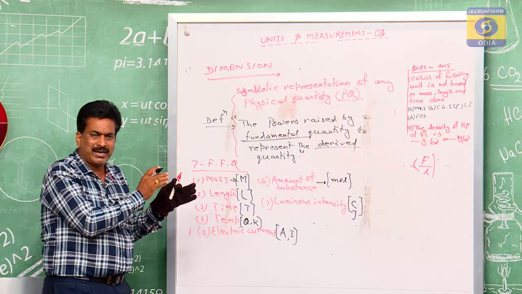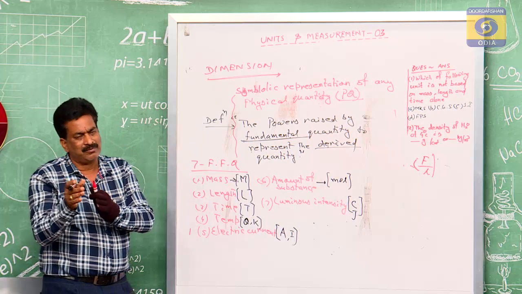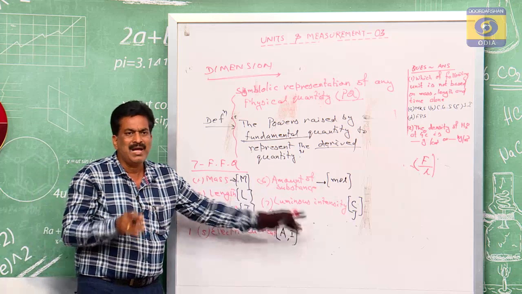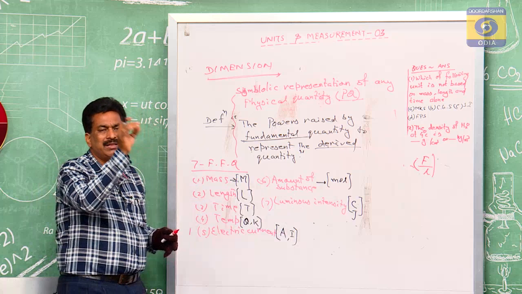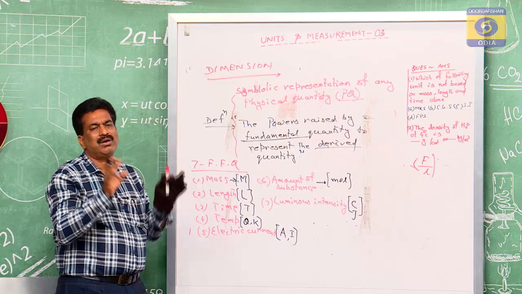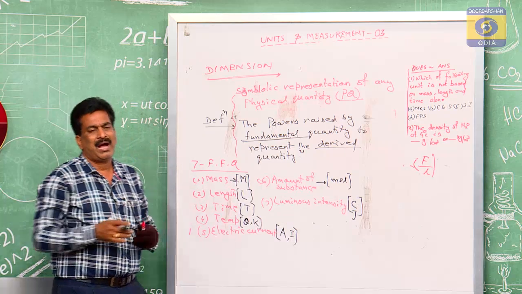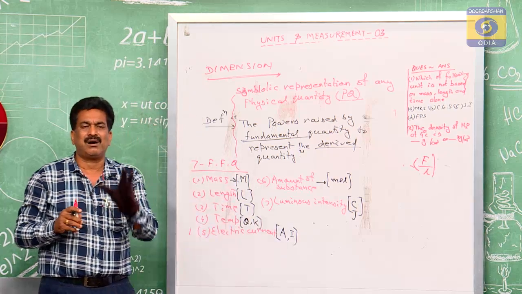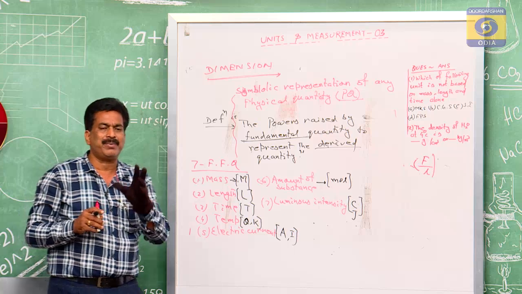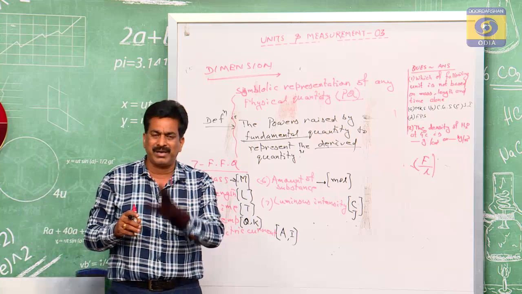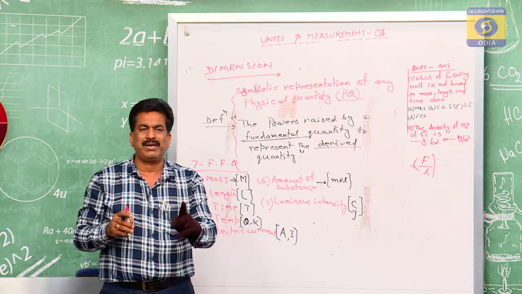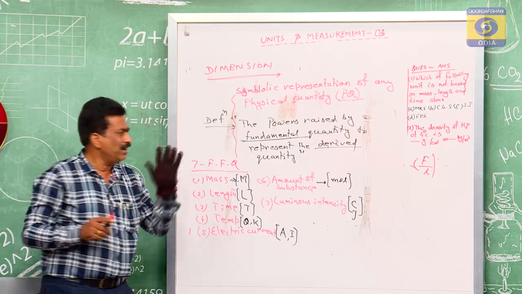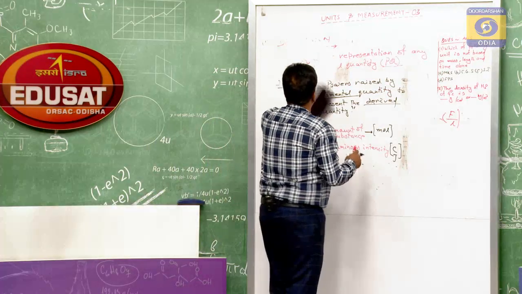If the derived quantity is to be converted into the fundamental, for that we will use the symbols of the fundamentals, and according to their powers, it will be called the dimension. Are you clear, my students? The dimension means the symbolic representation of any physical quantity. It is the derived quantity in terms of the powers of the fundamental quantities. Are you clear? Let us now go for the example.